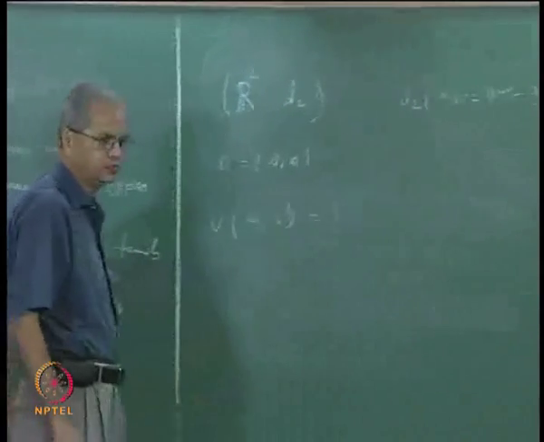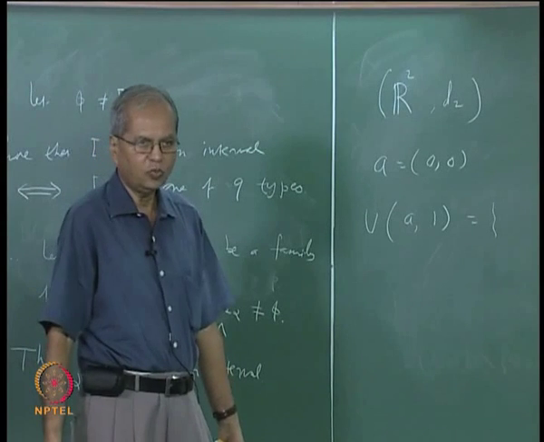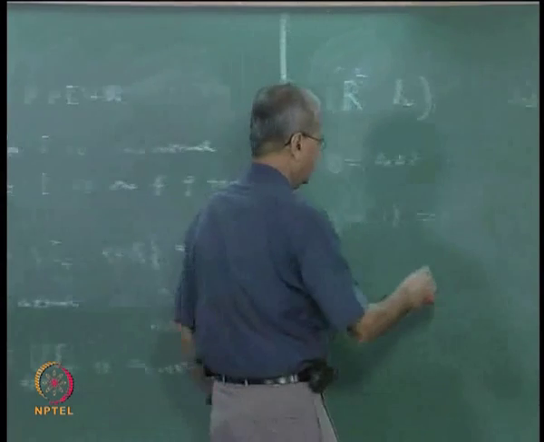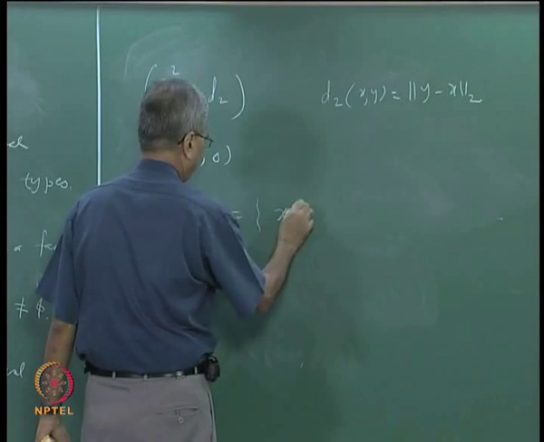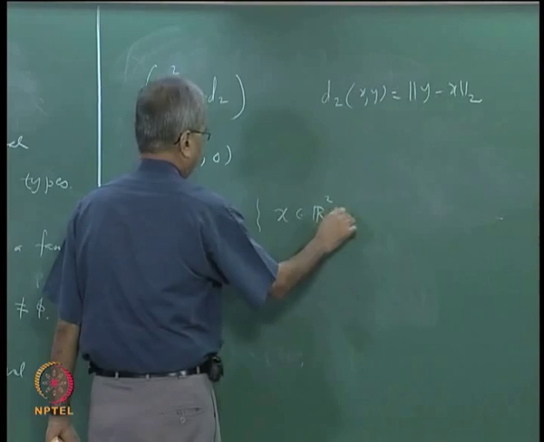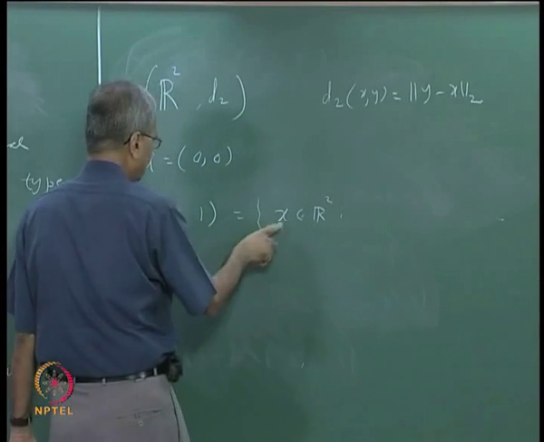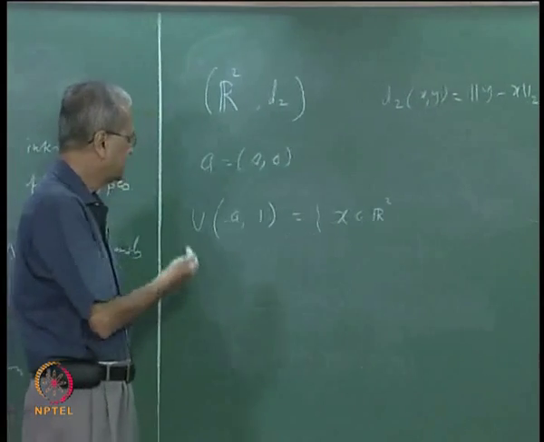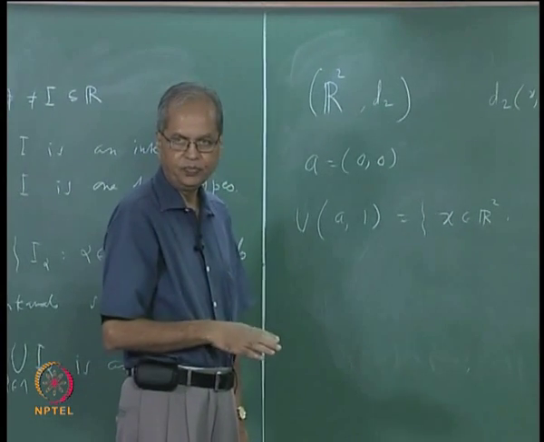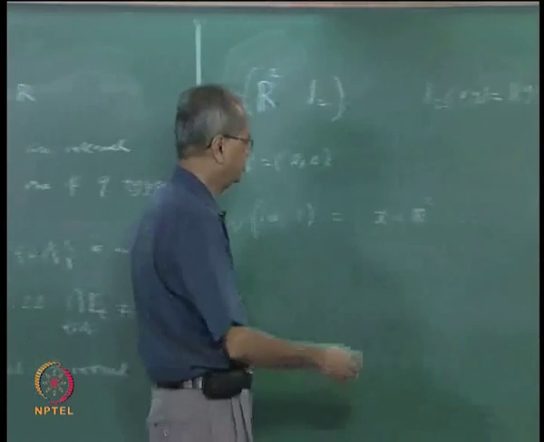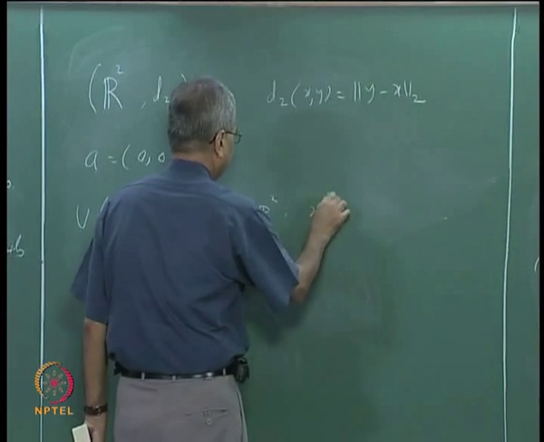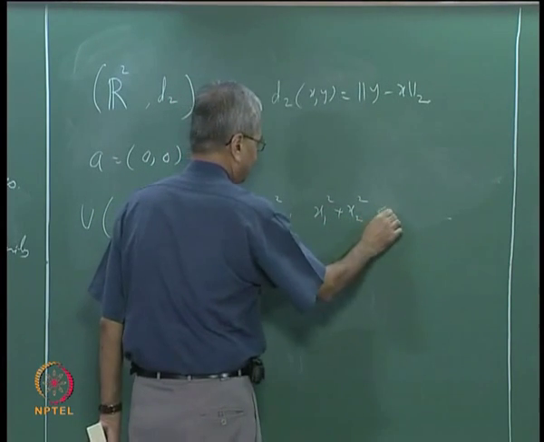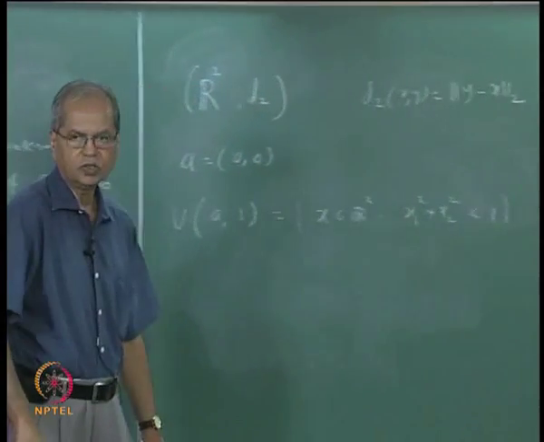It is the set of all points such that the distance between x and A is less than 1. That is, it is the set of all x in R2 such that the distance between x and A, if x is (x1, x2), is nothing but the square root of x1 square plus x2 square. So that is less than 1. The square root of x1 square plus x2 square being less than 1 is the same as saying that x1 square plus x2 square itself is less than 1, right.